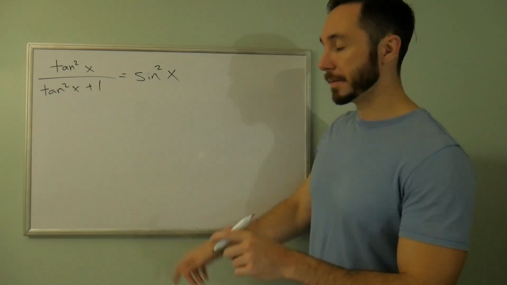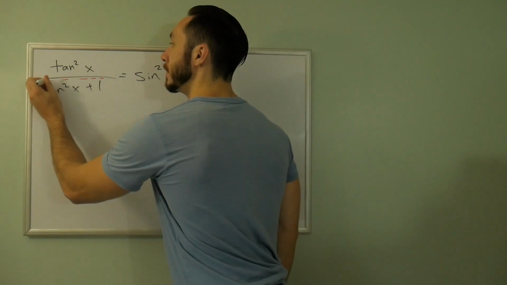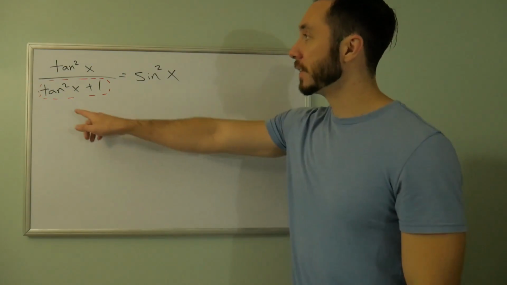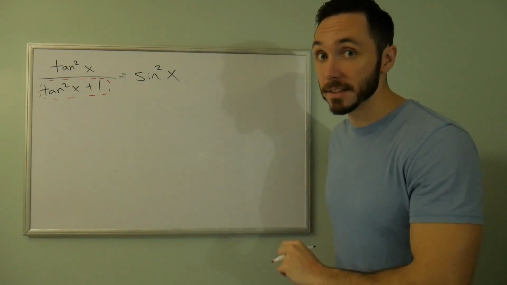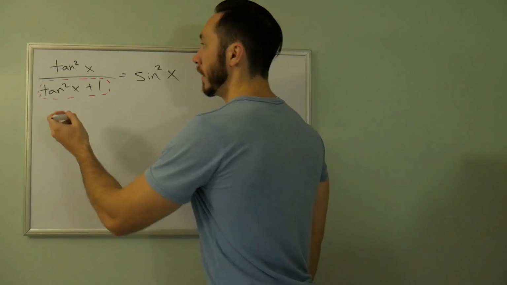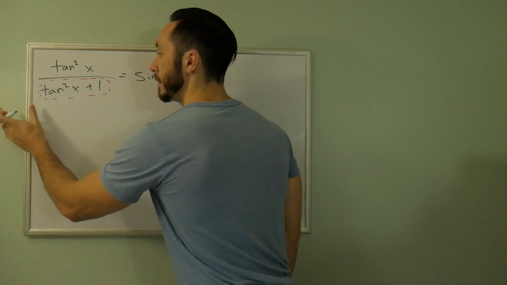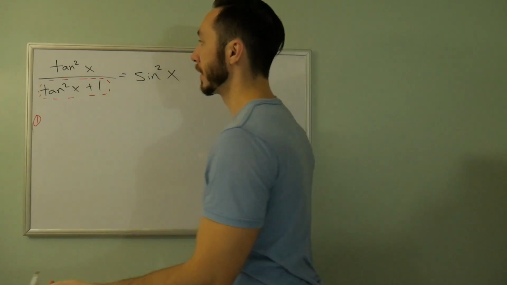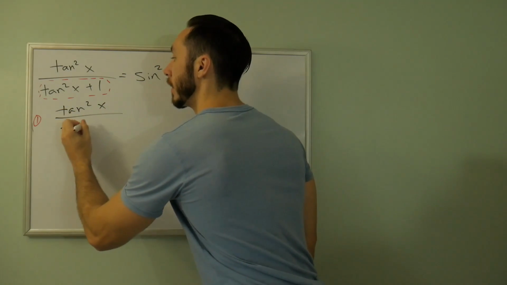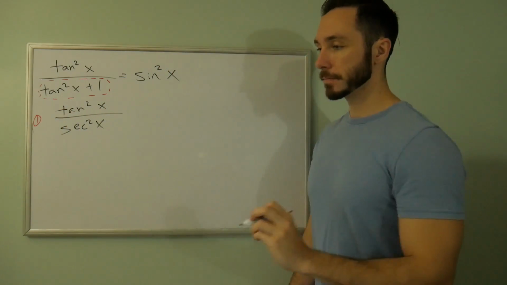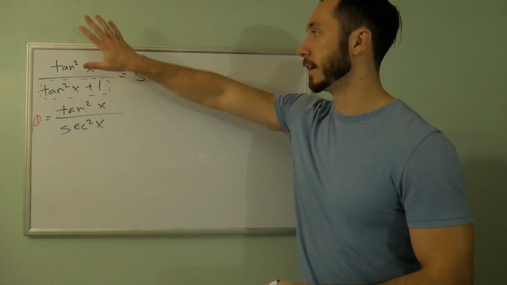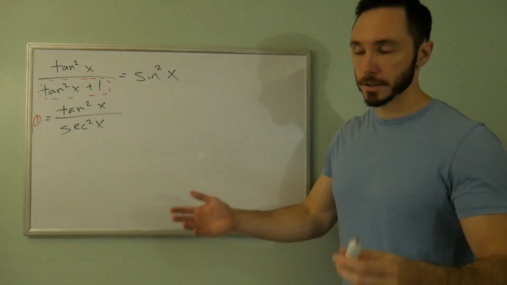I noticed down in the denominator, we do have an opportunity to employ a Pythag identity. I know that tangent square x plus 1 is equal to secant square x. So with that said, I can actually firstly replace that. So I guess my first step in the process, maybe I'll number them, will be to replace the denominator with a good old secant square x. And it's good practice to write an equality chain here. So like this is equal to this, so on and so forth.